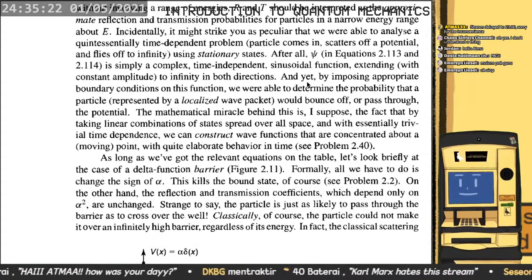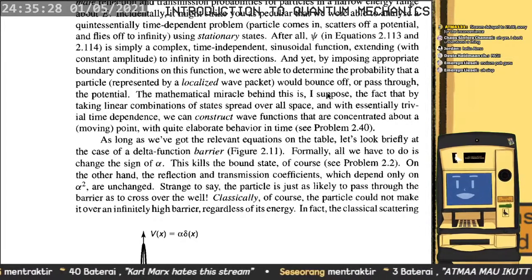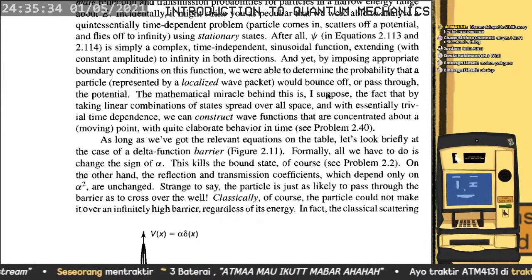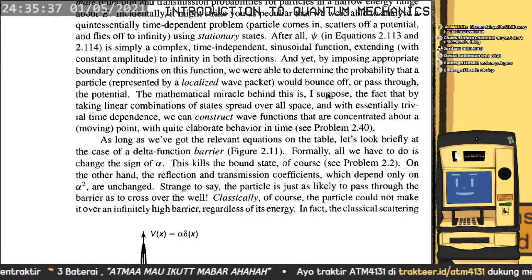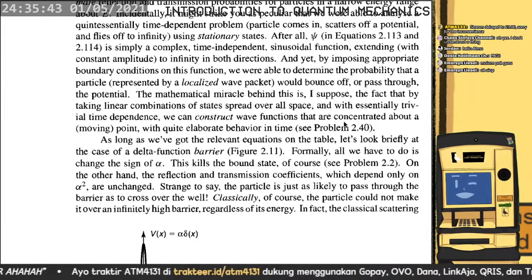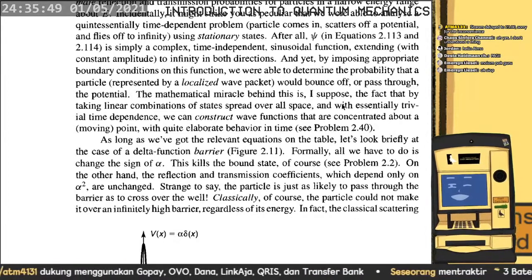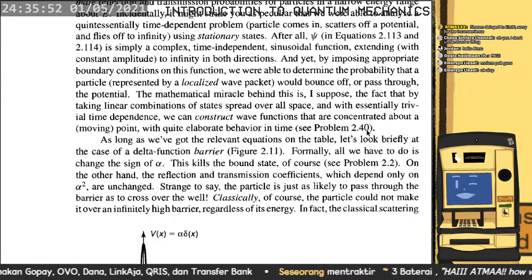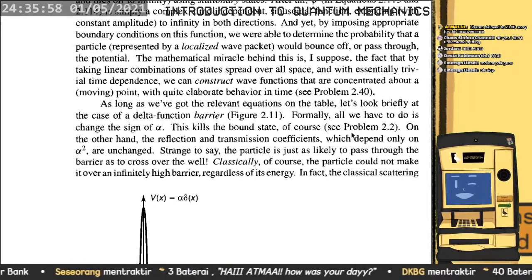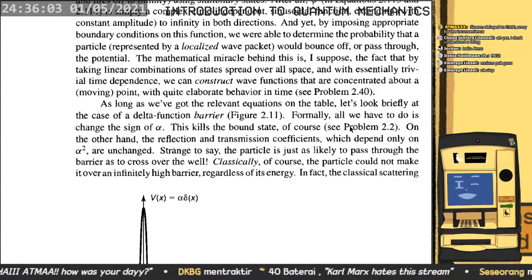And yet, by imposing appropriate boundary conditions on this function, we were able to determine the probability that a particle represented by a localized wave packet would bounce off or pass through the potential. The mathematical miracle behind this is, I suppose, the fact that by taking linear combinations of states spread over all space and with essentially trivial time dependence, we can construct wave functions that are concentrated about a moving point with quite elaborate behavior in time. See problem 2.40.